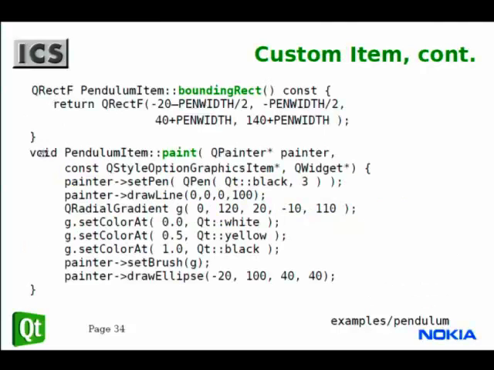The first thing I want to mention is the bounding rectangle does need to take into account the width of your pen, because otherwise, since it's used to calculate what areas need to be repainted when you move it, you might see little outlines left behind.